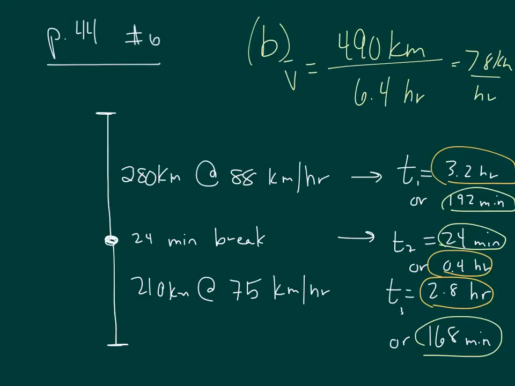Do you understand why we can't just average the two together? Because there's a time lapse in the middle and you're taking each segment for a different length. Okay, they're not equally weighted.